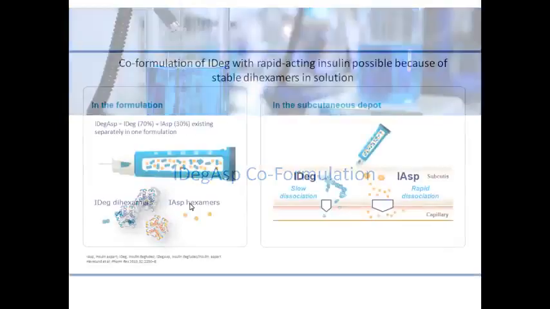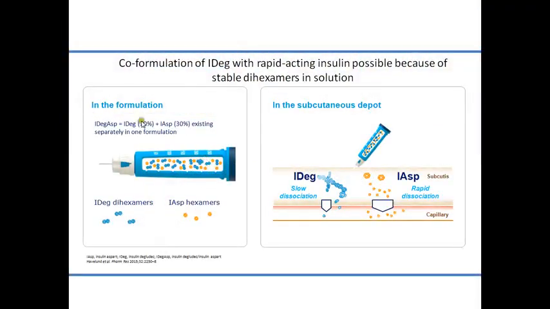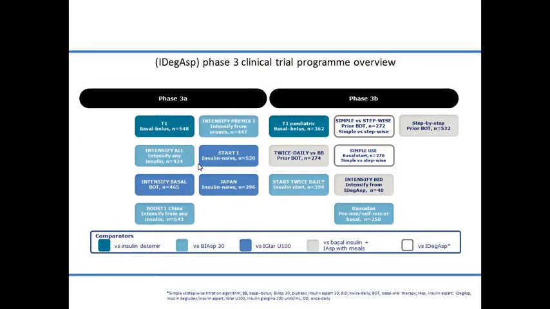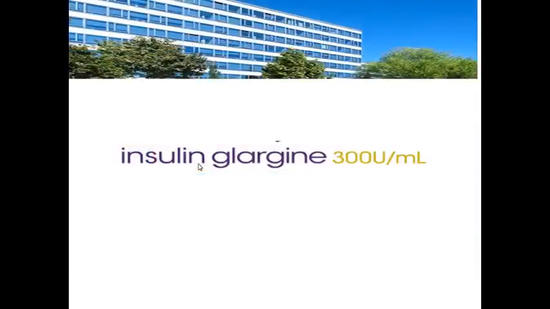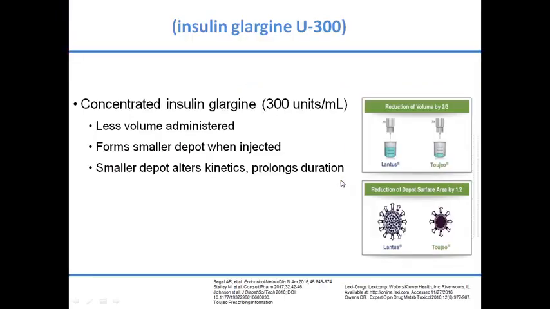There are also formulations coming up which are combinations of degludec and rapid insulin. So different combinations are also coming, of liraglutide or dulaglutide and short acting insulin. These are in phase 3 clinical trials, and some of these drugs have also come to the market. Insulin glargine in higher units is now available.